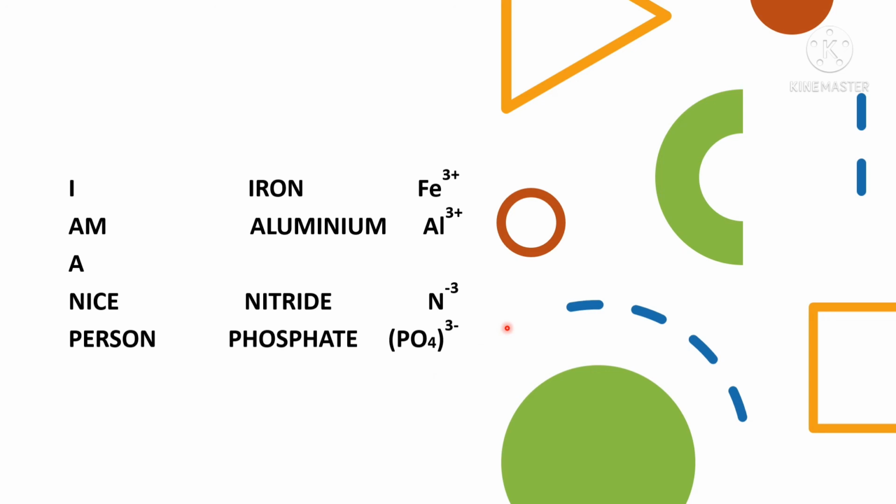So once you learn these three sentences, write them out and practice, you will be familiar with the valencies 1, 2, and 3 for most of the elements and radicals. In the next slide, I will teach you how to write the formula of compounds.